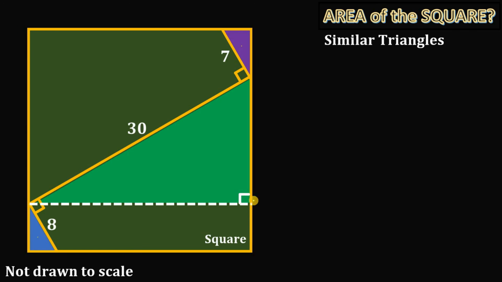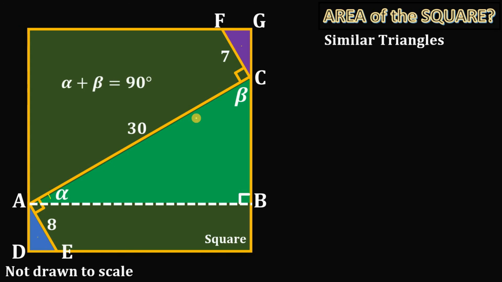Now, at this point, let's name some important points. Let's call this point A, this is B, and this is C. This is D, E, this is F, and this is G. Let's call this angle B equal to alpha, and this angle B equal to beta. Now, take note, alpha and beta are the acute angles of a right triangle. Therefore, alpha plus beta simply equal to 90 degrees. This angle is 90 degrees. This is alpha, so the remaining angle must be equal to beta.